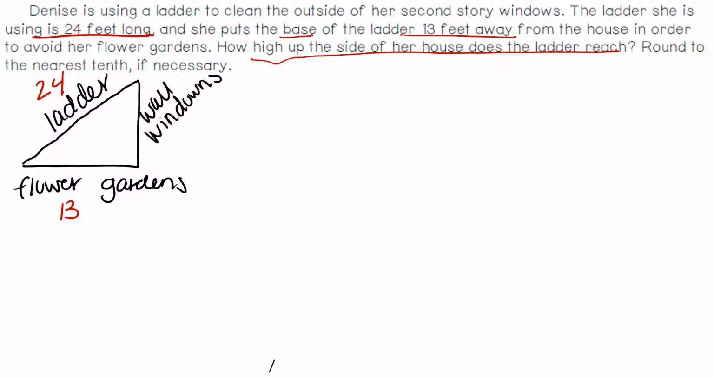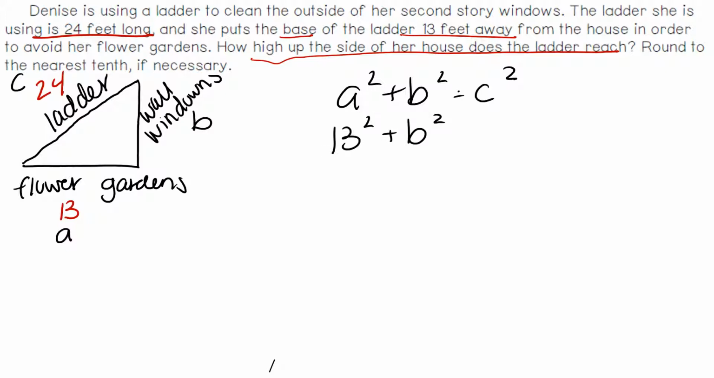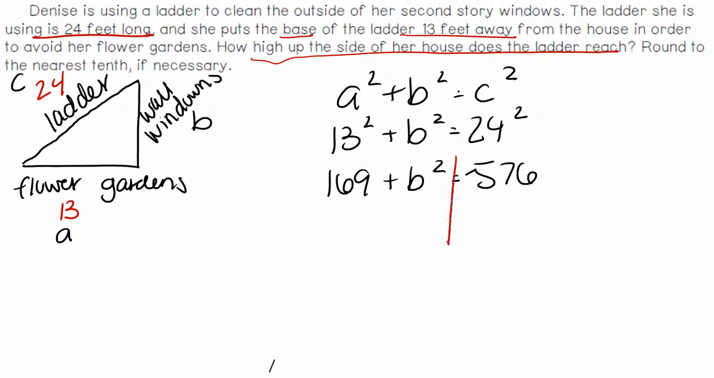And so we can make sure that we label them A for the flower gardens, B for the windows, C our diagonal for the ladder. And we plug those numbers into the Pythagorean theorem. A is going to be 13, B is unknown, C, our ladder, is 24. 13 squared is going to give us 169. 24 squared is going to give us 576. To combine like terms, 169 and 576 are on opposite sides, so we do the opposite operation. We do a minus 169, and we get 407.